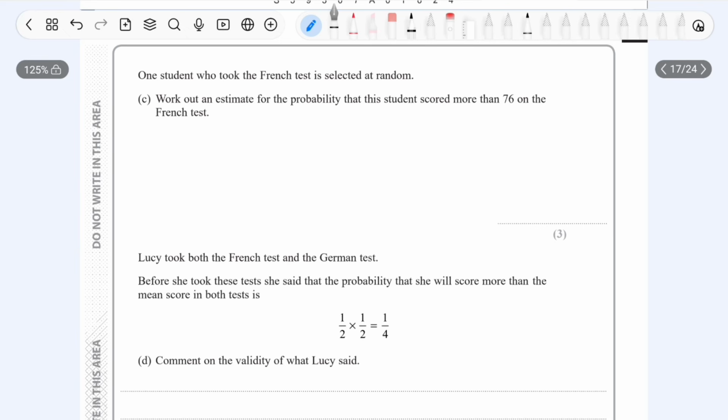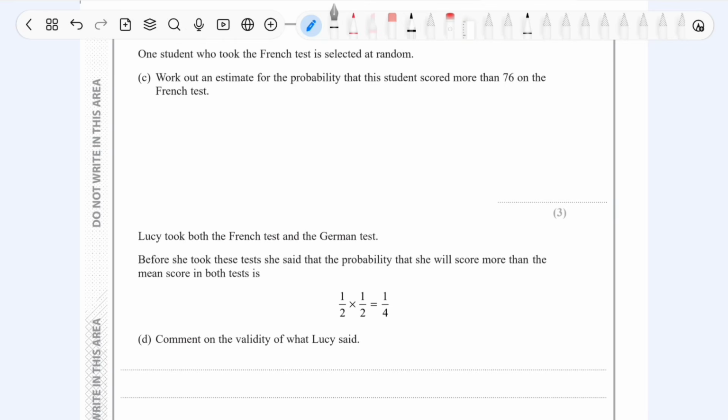One student who took the French test is selected at random. Work out an estimate for the probability that this student scored more than 76 on the French test. So I'm going to have to introduce you to the empirical rule.